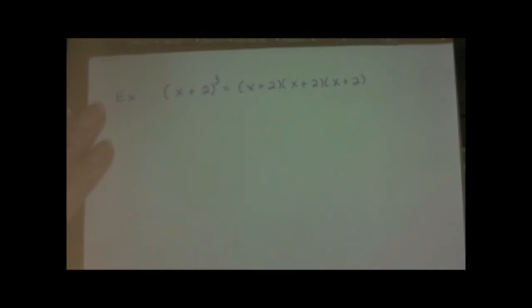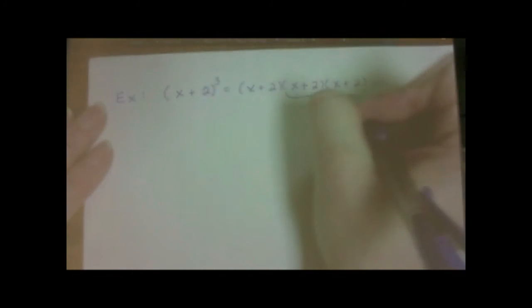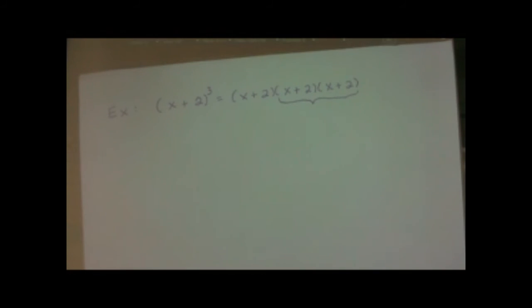Now, there's no way to multiply this all in one step. You can only multiply 2 binomials at a time. So here's what we're going to do. We're going to do just 2 of them at a time. So I'm going to take these 2 right here. Doesn't matter which 2 because they're all the same. And I'm going to FOIL those. But I'm going to use the pattern that I just learned.